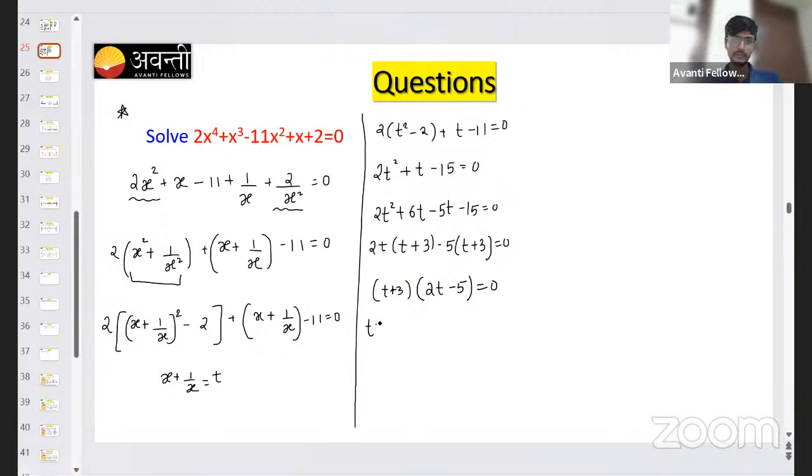So I got two values of t. First is minus 3 and second is 5 by 2. So let us resubstitute the value. t was x plus 1 by x, which is equals to minus 3.